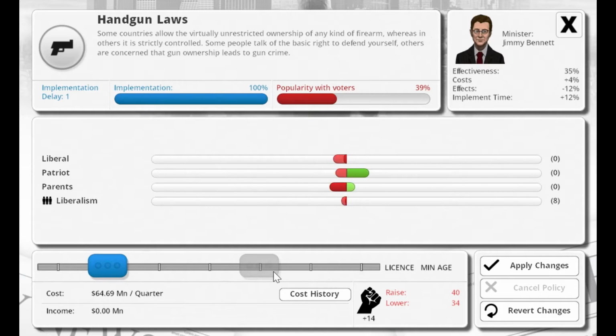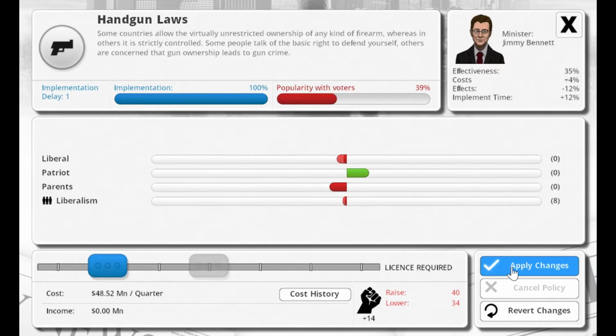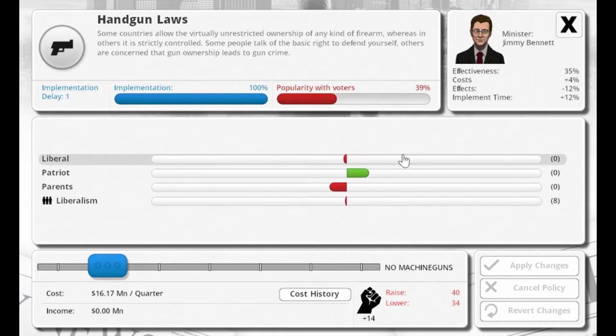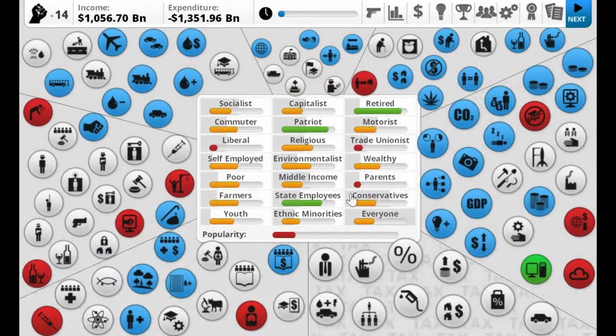Ooh, that's not good. Oh, the heck. Let's make it so a license is required. I don't got enough political. Okay. That's all I'm gonna do, I think.